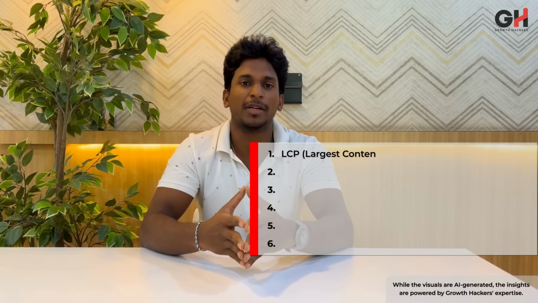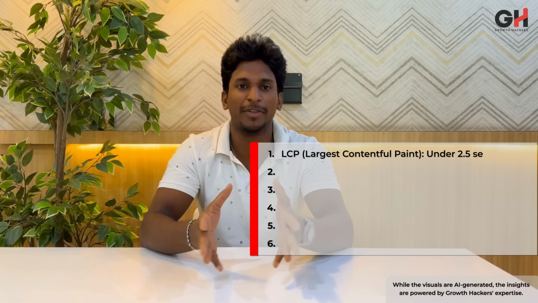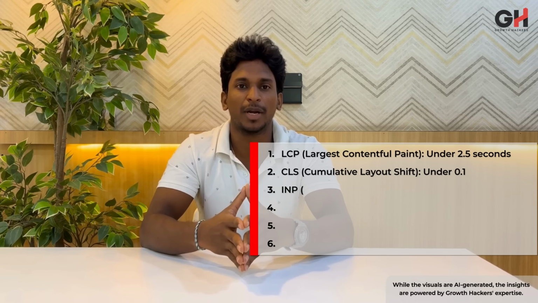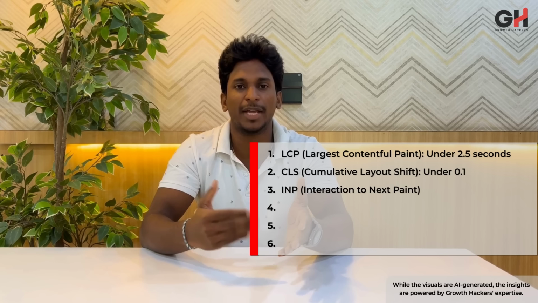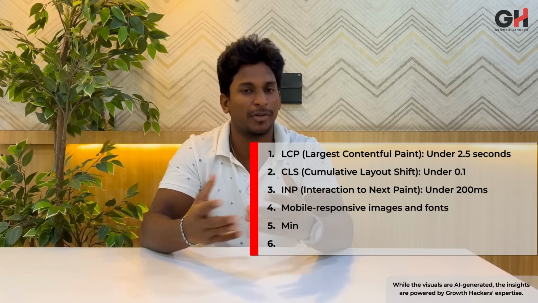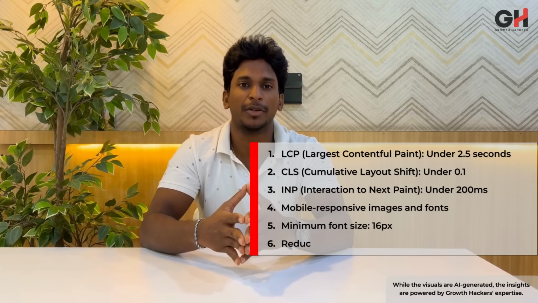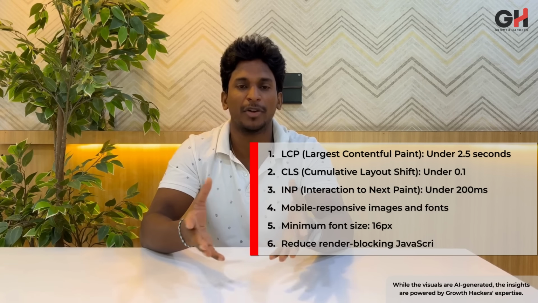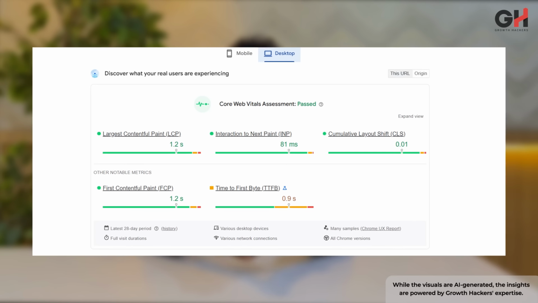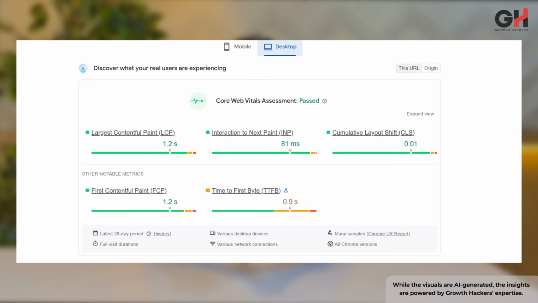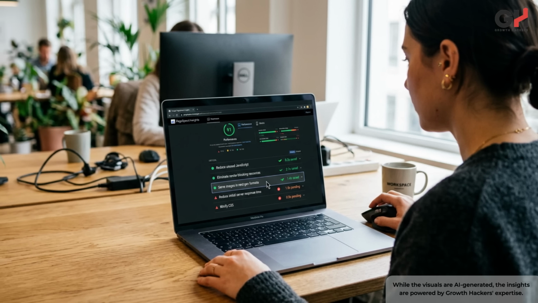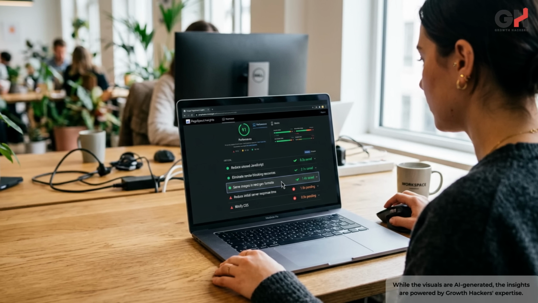LCP, or largest contentful paint, under 2.5 seconds. CLS, or cumulative layout shift, under 0.1. INP, or interaction to next paint, under 200 milliseconds. Mobile responsive images and fonts, minimum font size of 16 pixels, and reduce render-blocking JavaScript. The result? Fast sites rank higher in AI recommendations. We saw a 3 times higher chance of being cited by AI after improving our core web vitals. Test your site with Google PageSpeed Insights and fix the red flags.